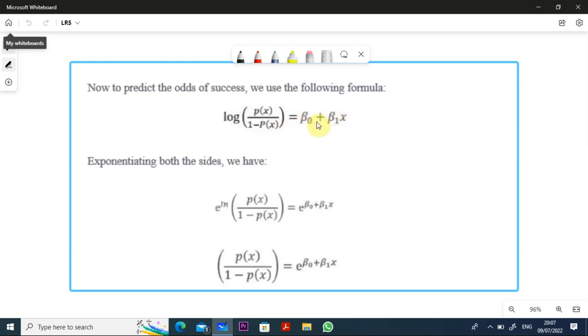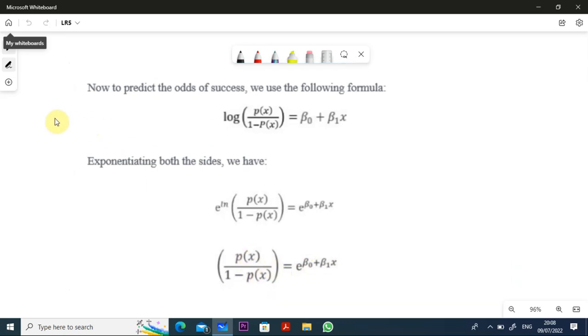Okay, because this value, p divided by 1 minus p, is represented with the logarithm function, logarithm of p divided by 1 minus p. Now if you exponentiate both sides, then e to the power log, what will happen? Log and e will cancel automatically. That will be px divided by 1 minus px. Then the right side becomes e to the power beta 0 plus beta 1 x. Are you getting me? So e to the power beta 0 plus beta 1 x is equal to px divided by 1 minus px.